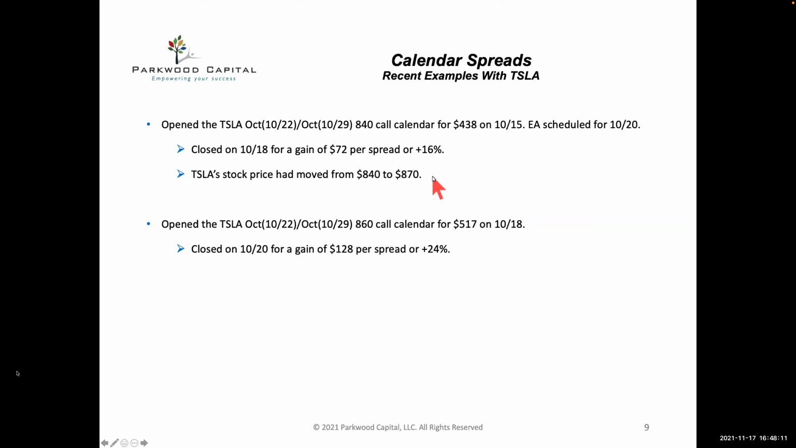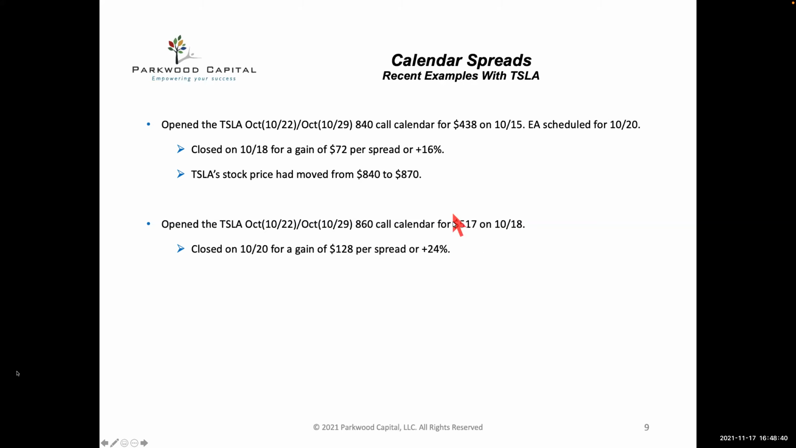You don't want to let that go too far, because the stock can go high enough or low enough that your spread will start to lose money. But then an interesting thing we did, we immediately turned around after we closed this one and opened this one at 860. Paid $517 for that, closed it on the day of the announcement for 24%. So in a couple of days, made 16%, a couple more days, we made 24%.